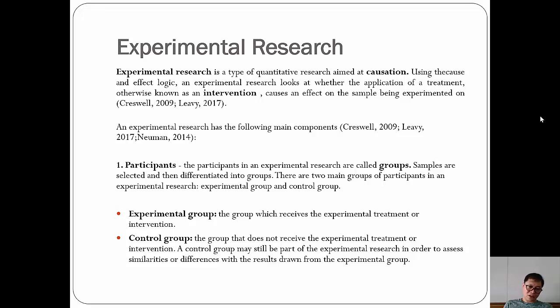What is experimental group? The group which receives the experimental treatment or intervention. A control group is the group that does not receive the experimental treatment or intervention. A control group may still be part of the experimental research in order to assess similarities or differences with the results drawn from experimental group. Okay, when we do experimental research, naa siya experimental group and control group.